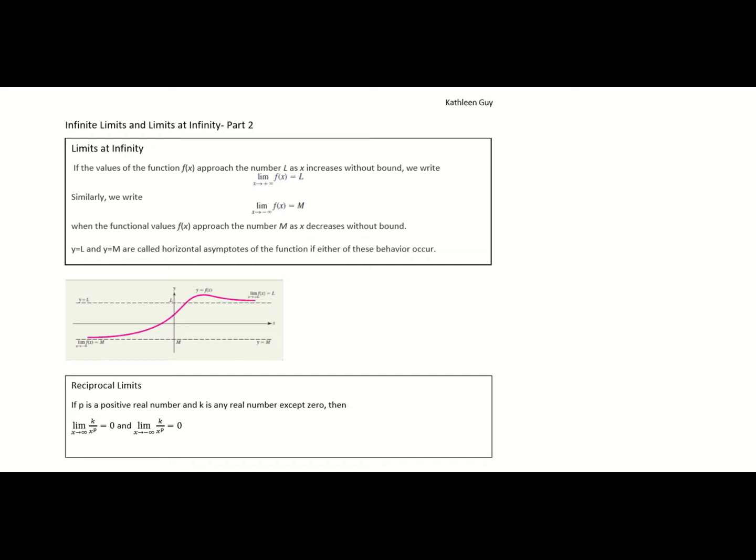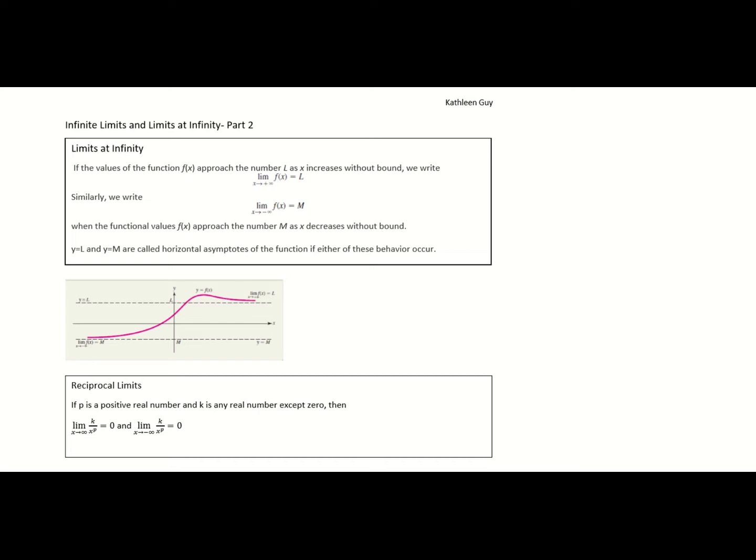Let's read it together. If the values of the function f of x approach the number L as x increases without bound, we write the following notation, and it reads as the limit as x goes to positive infinity of f of x is equal to L. And similarly, we would write the limit as x goes to negative infinity of f of x is equal to m if the functional values f of x approach m as x decreases without bound. In this situation, if this behavior occurs, y equals L and y equals m are called horizontal asymptotes.